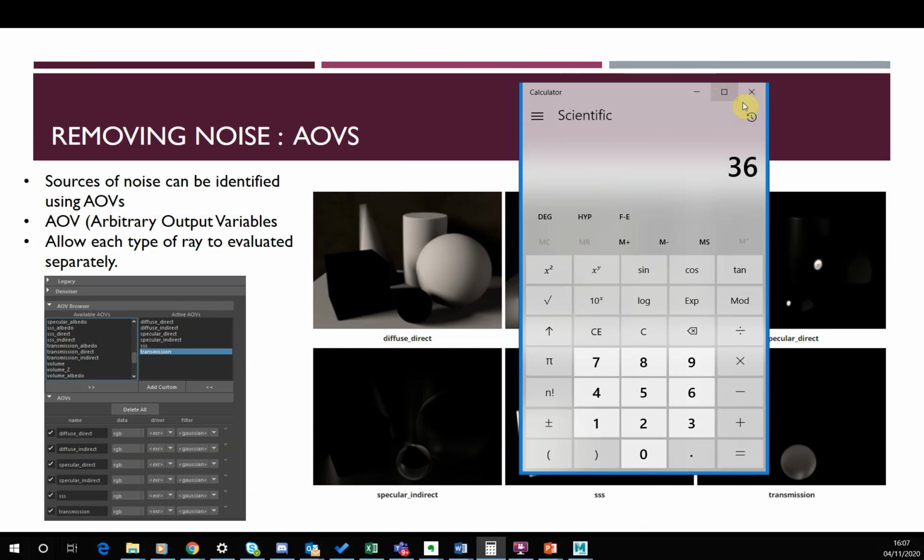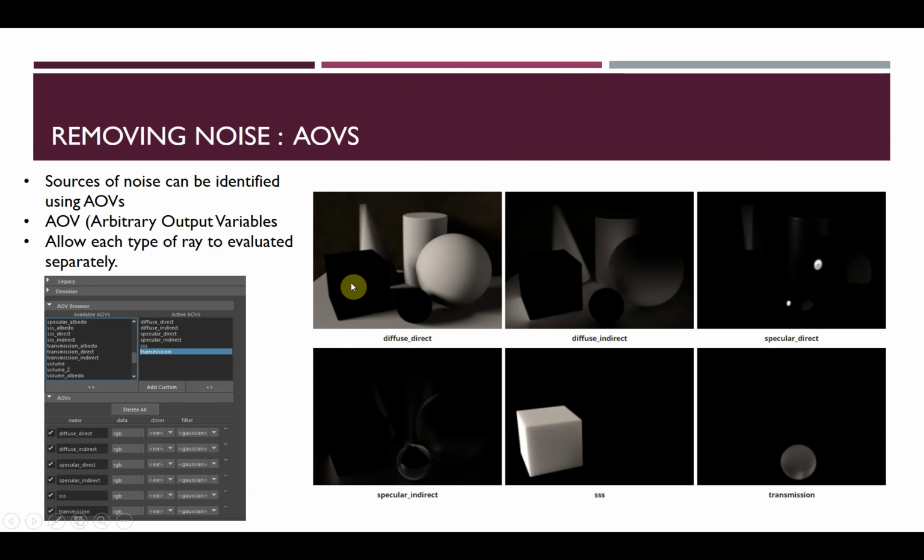Okay, so a good way of inspecting your scene is to use something called AOVs. What AOVs allow you to do is actually isolate these different types of rays so that you can see where the noise is coming from. So let me give you an example of that.